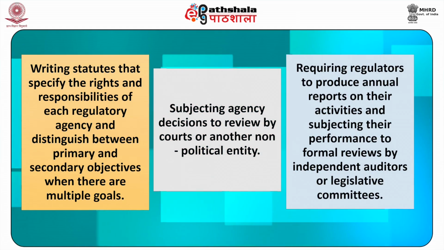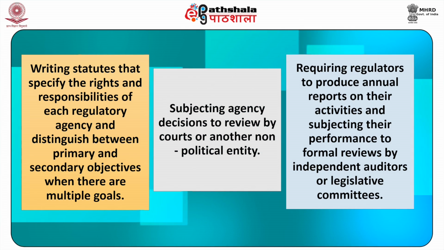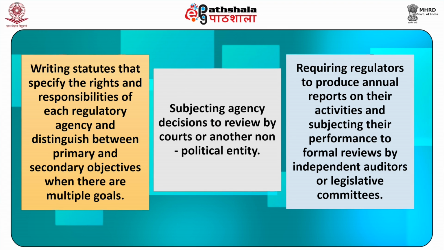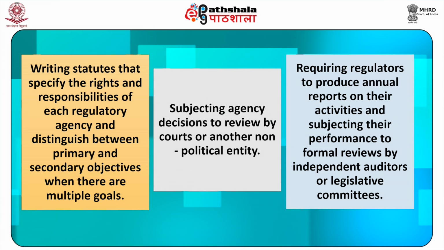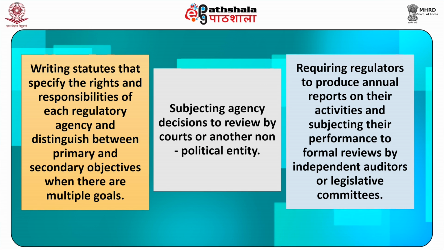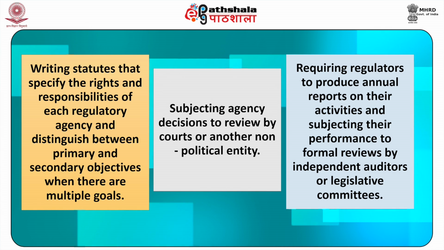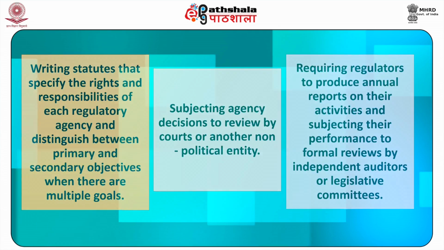It is difficult to strike a proper balance between independence and accountability, but certain measures can help in this direction. For example, writing statutes that specify the rights and responsibilities of each regulatory agency and distinguish between primary and secondary objectives when there are multiple goals. Similarly, subjecting agency decisions to review by courts or another non-political entity, also requiring regulators to produce annual reports on their activities and subjecting their performance to formal reviews by independent auditors or some legislative committees.